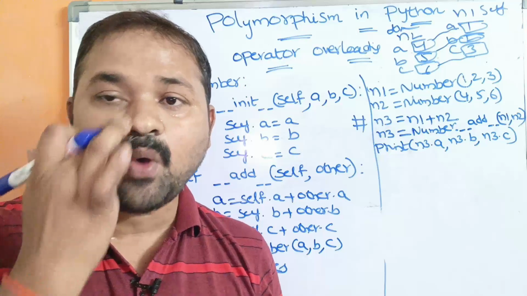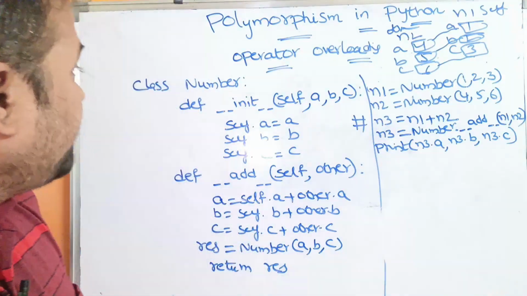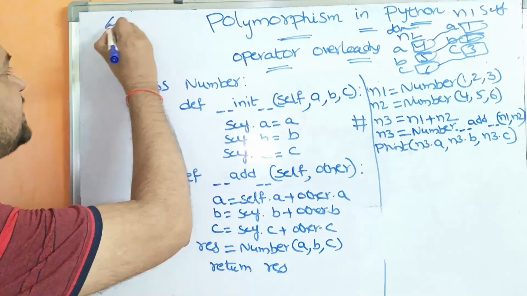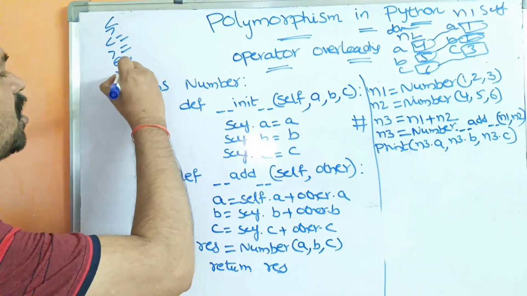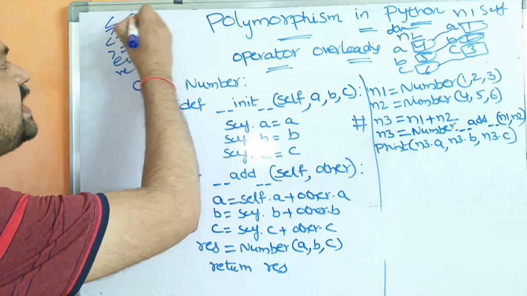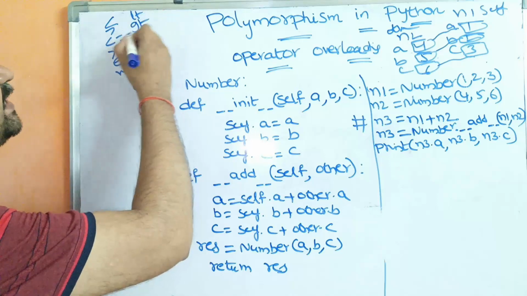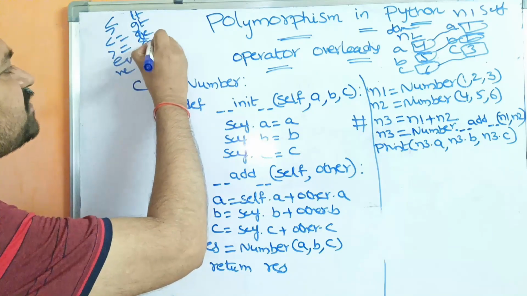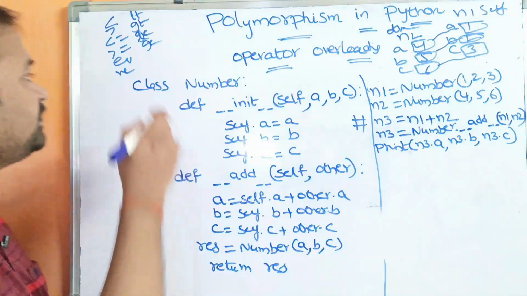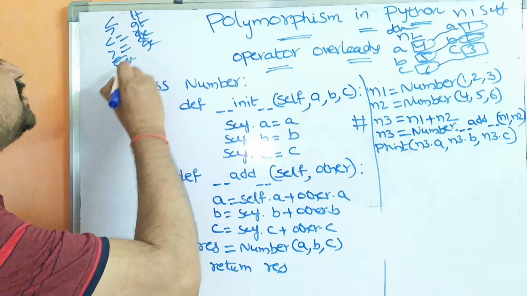Now let us see how we can overload the comparison operators. We have various comparison operators such as less than, greater than, less than or equal to, greater than or equal to, not equal to. Very, very simple. Less than means we have to use LT, greater than means GT, less than or equal to means LE, greater than or equal to means GE, equal to means EQ, not equal to means NE.